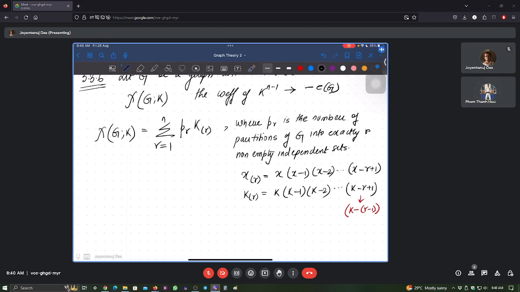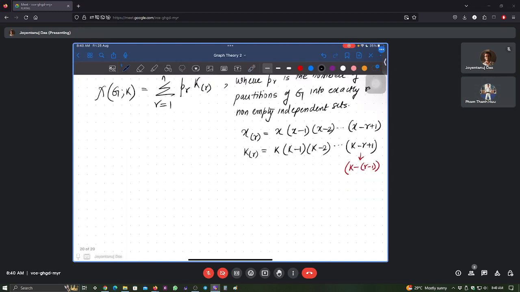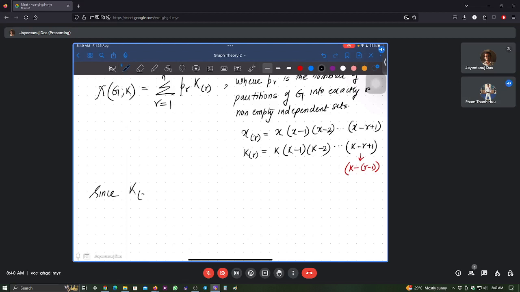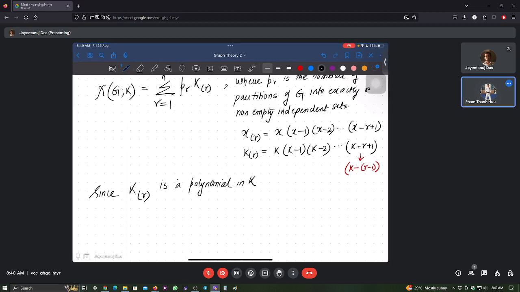Right. So now since this k_r is a polynomial in k of degree r.